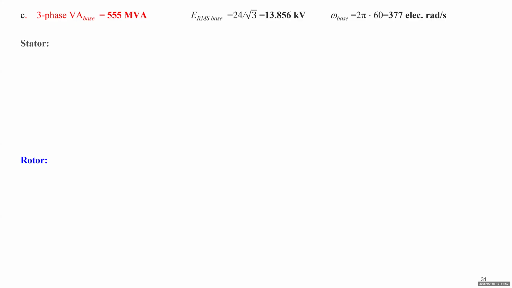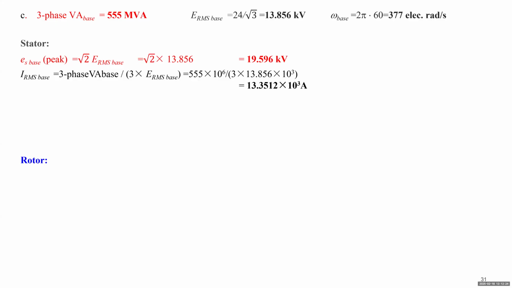And we also know the electric speed base will be 377 radian per second for a 60 Hz system. Okay, next we can calculate the voltage base, which is for the peak value of instantaneous voltage, which will be just the RMS value multiplied by √2. So it will give you this one. So this will be the voltage base for each phase.